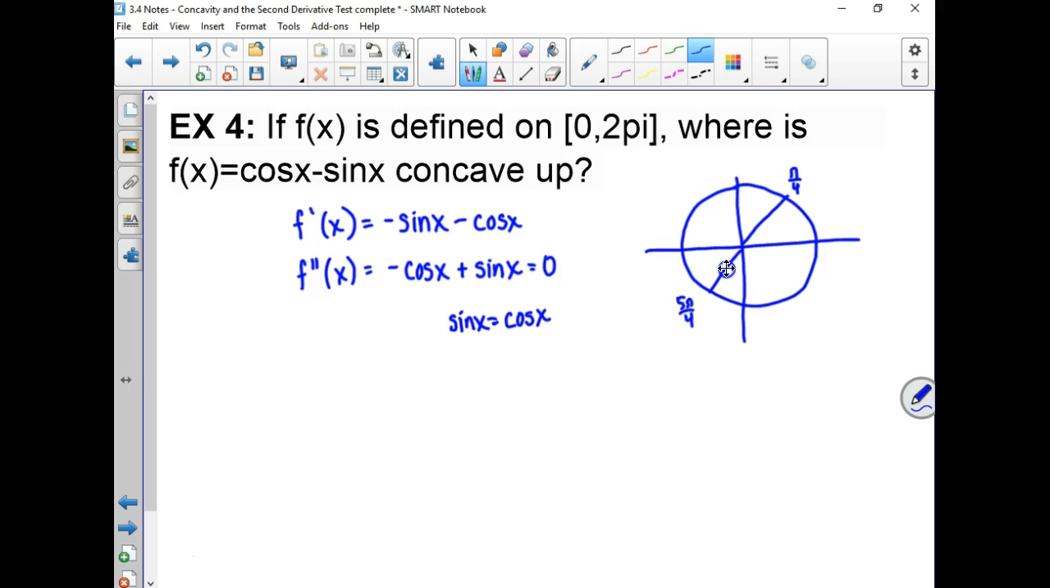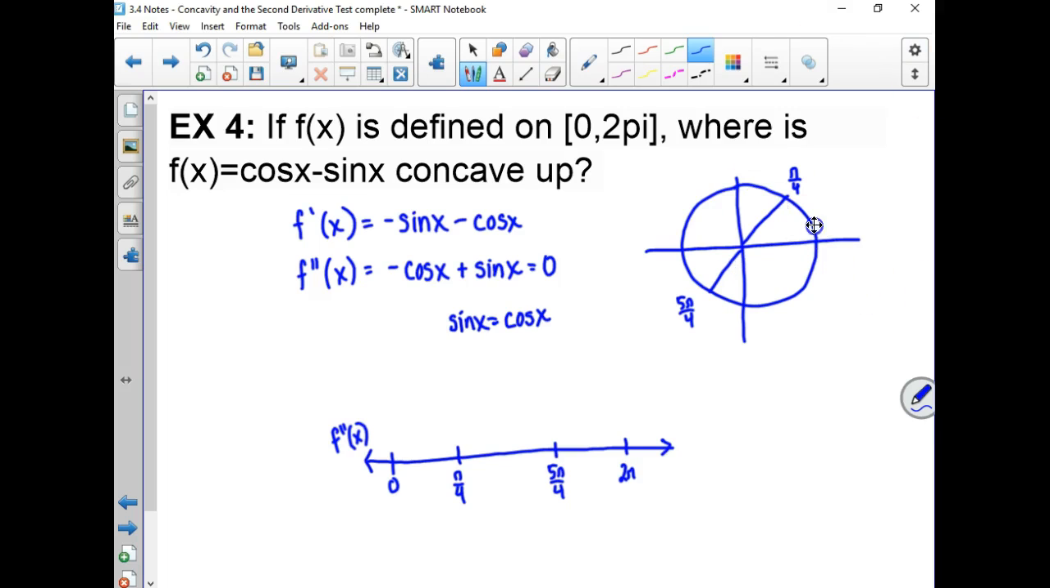So on our line here, we'll start at 0. We've got pi over 4, 5 pi over 4, and 2 pi. So this is a derivative where we can't really make the chart because we're not multiplying sine and cosine. We're just adding or subtracting them. So we basically just have to plug numbers in to this.